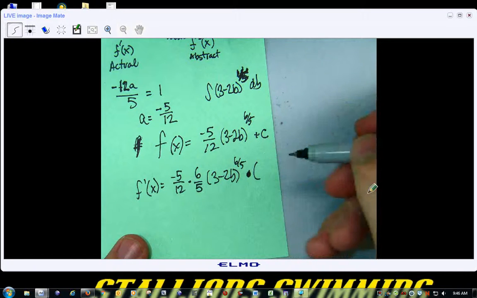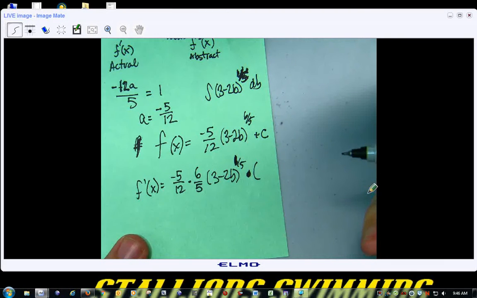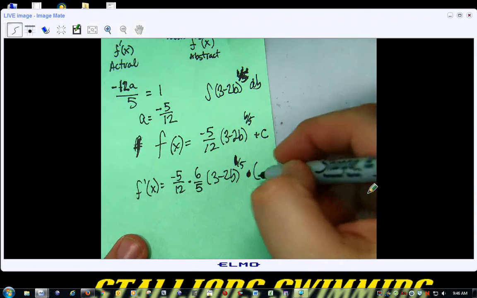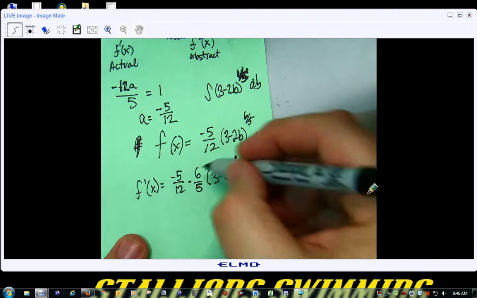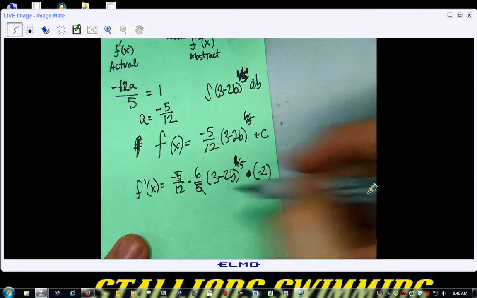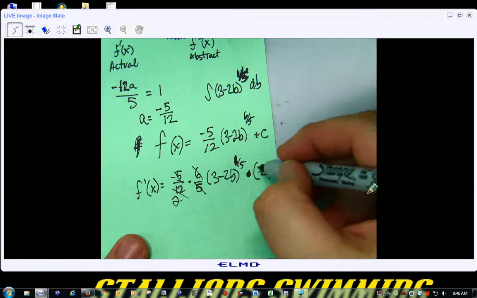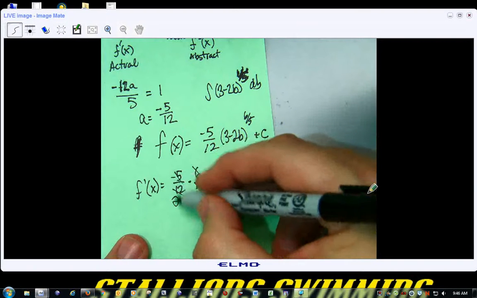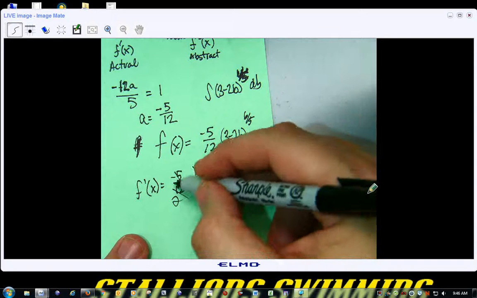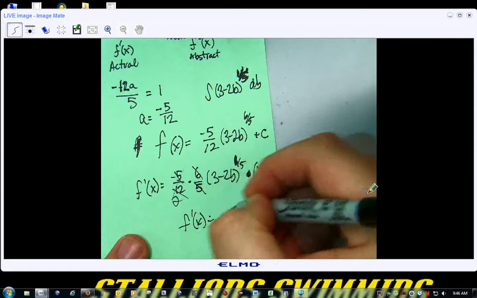And then chain rule, right? What's my chain rule? -2. All right. Now, the 5's divide out, correct? 6 goes into there how many times? 2. -2 goes into how many? The -1/2. What happens when that happens? It's all gone. So f prime of x is equal to 3 minus 2b to the 1/5. Is that what we wanted? Oh my goodness, we made it.